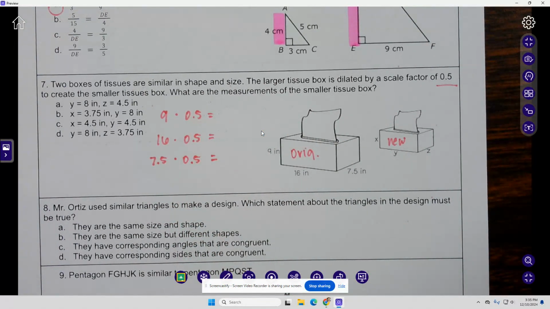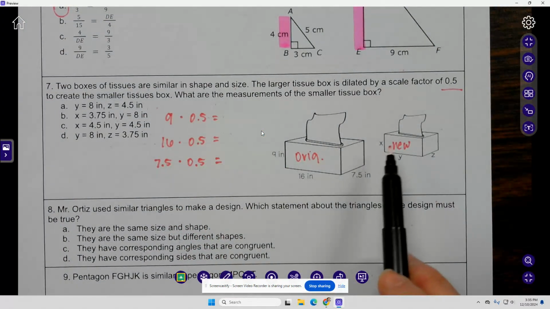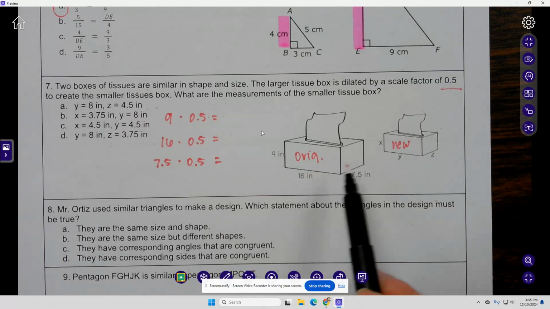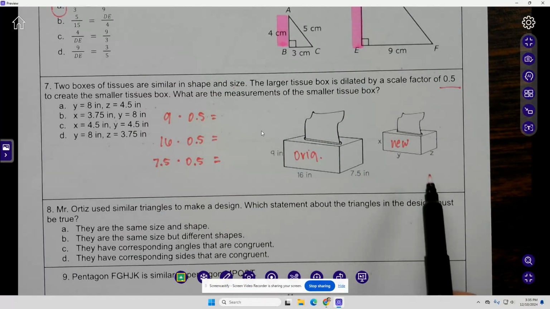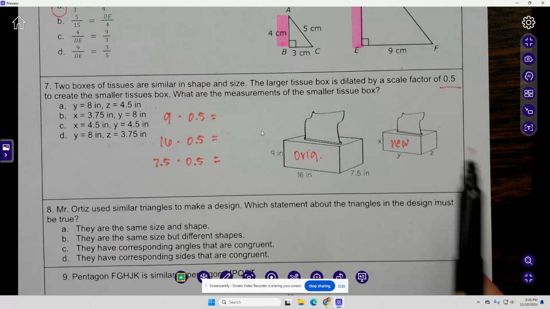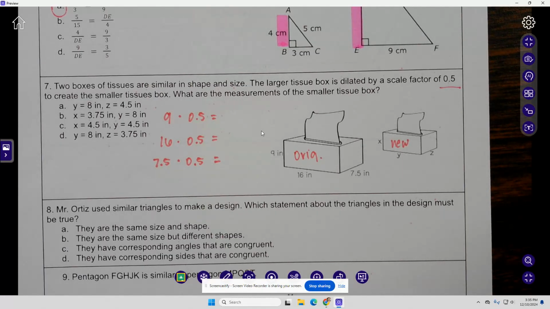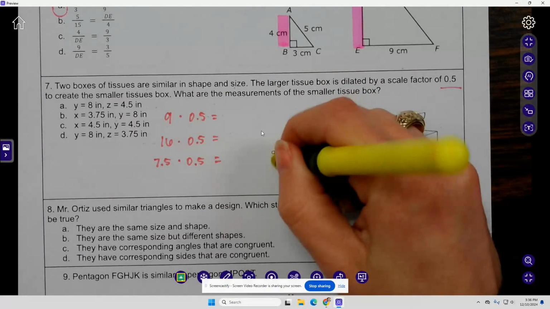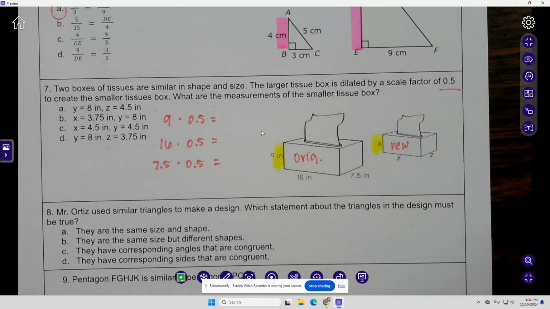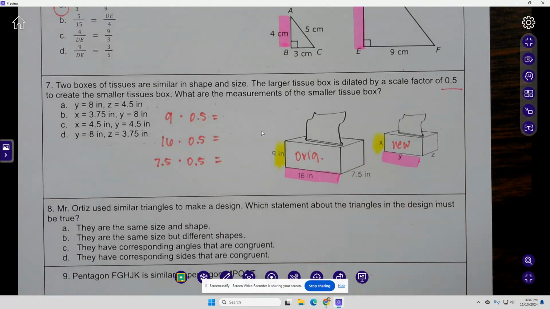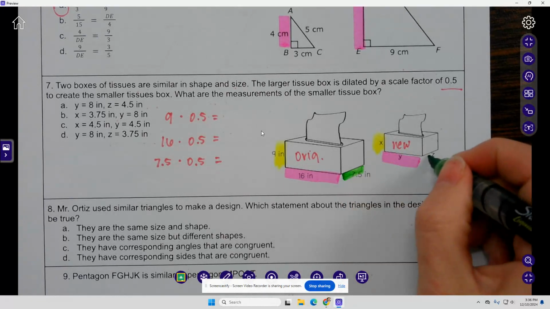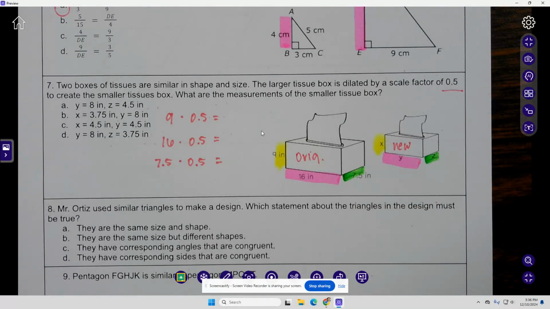Okay. When I multiply 9 by 0.5, that's going to give me x. 16 times 0.5 will give me y. And then 7.5 times 0.5 will give me z, because those are the corresponding sides. I'll go ahead and write those out. So 9 corresponds with x, 16 corresponds with y, and then 7.5 corresponds with z.